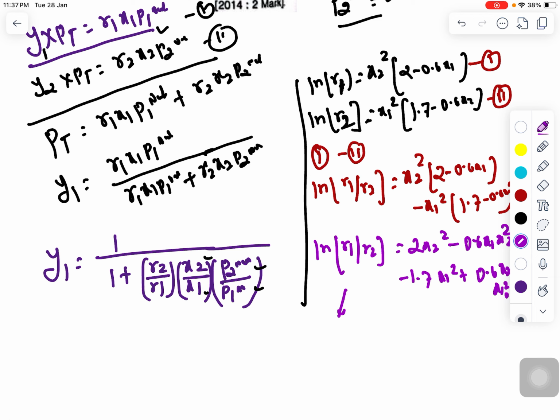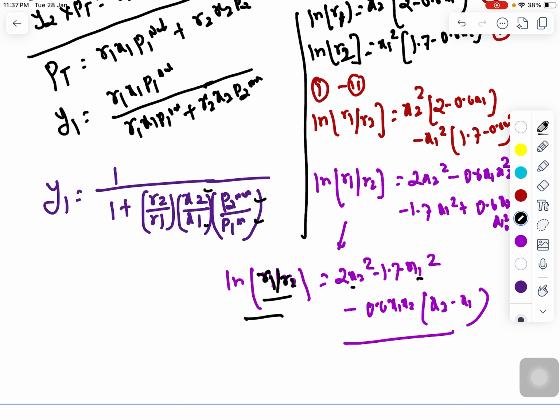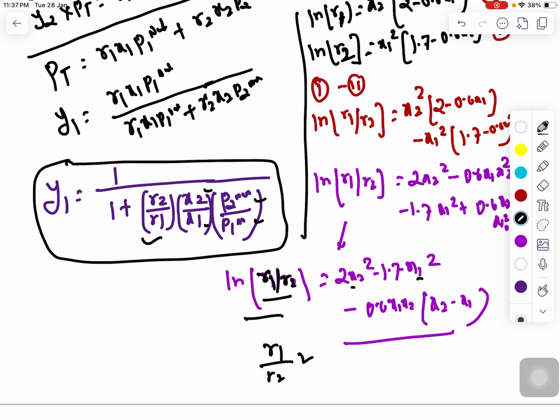So if we again do the simplification, I can write ln gamma 1 by gamma 2 is equal to 2 x2 square minus 1.7 x1 square, and if I take common 0.6 x1 x2, so you can say x2 minus x1, something like that. Okay, so you know the value of x1 and x2 directly, and you can calculate the value of ln gamma 1 by gamma 2, and from there you can calculate the value of gamma 1 and gamma 2. Once you substitute these values, you will get the value of the mole fraction of the first component in the vapor phase. Is that clear?